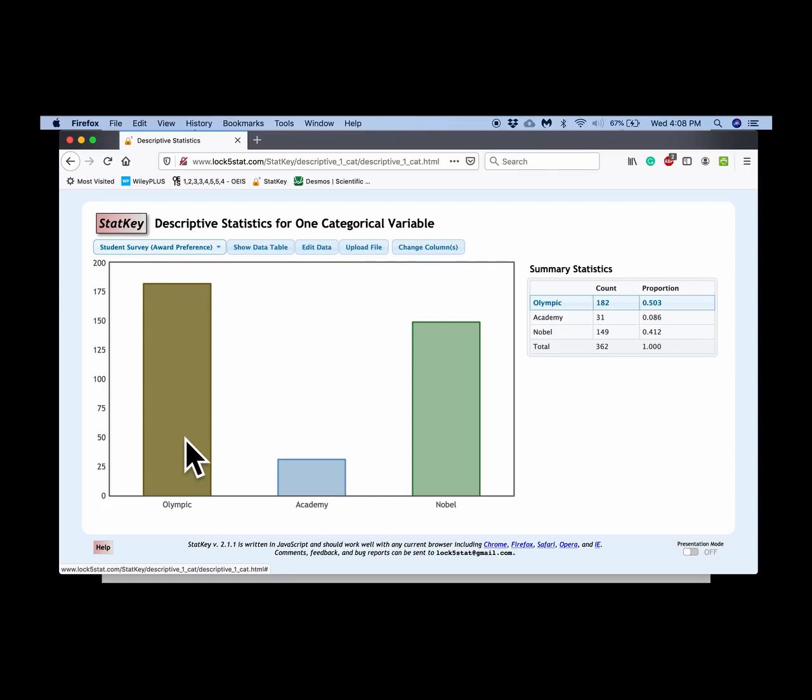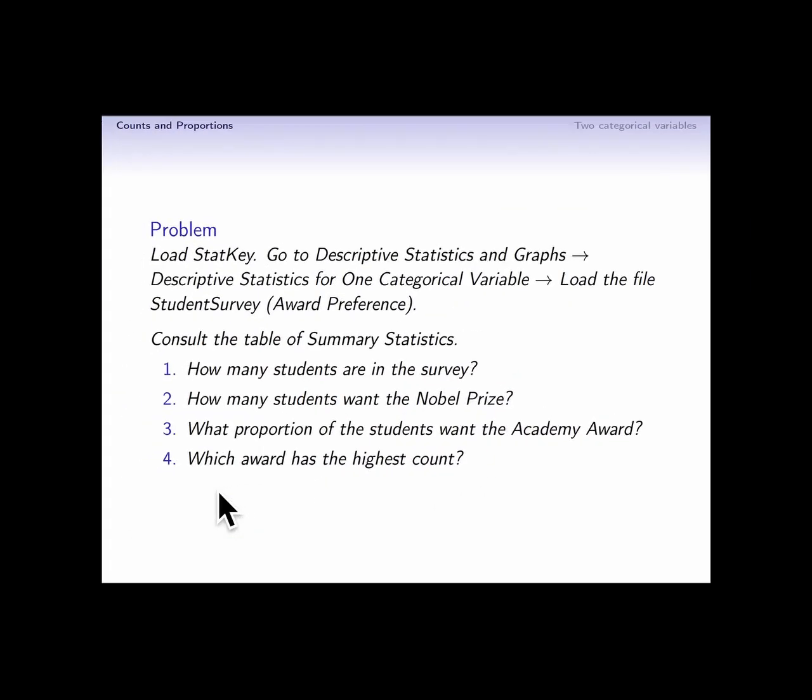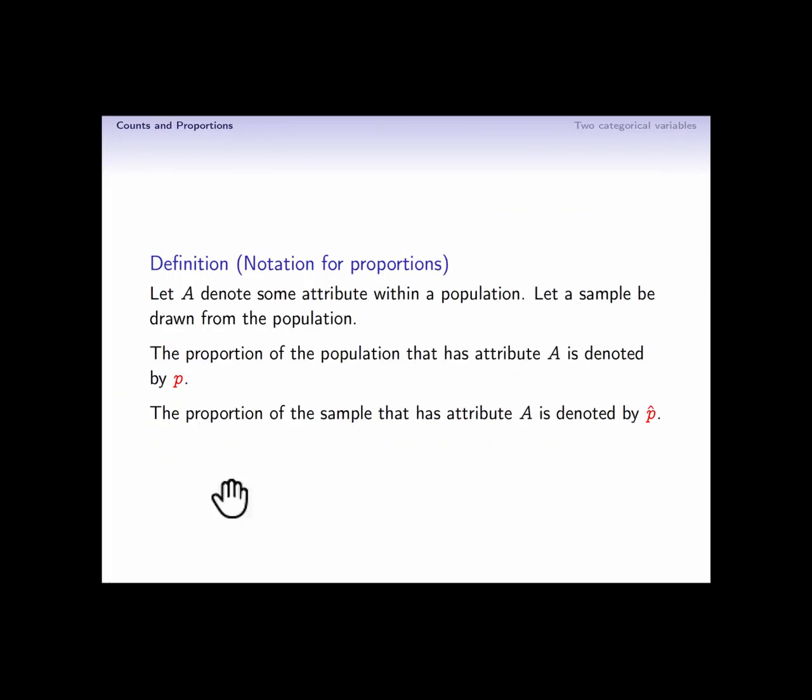All right. Now, let's go back to our main file here. And what I want to do, just to close out this first subsection, is to make sure that we are aware of the notation that's typically used for proportions, and look at a very simple problem just to get comfortable with that notation.